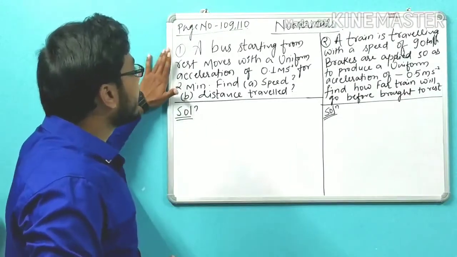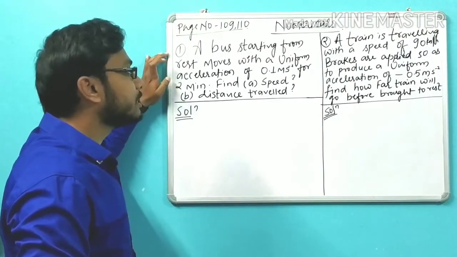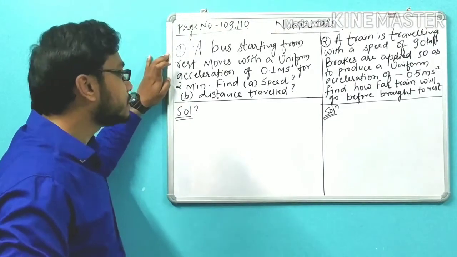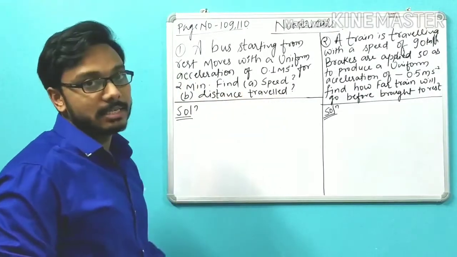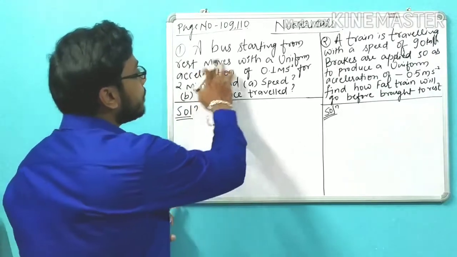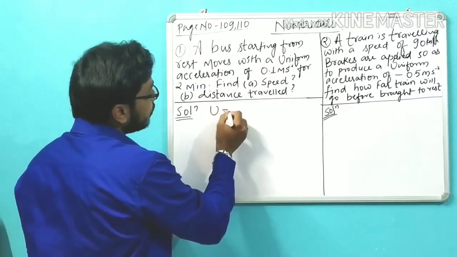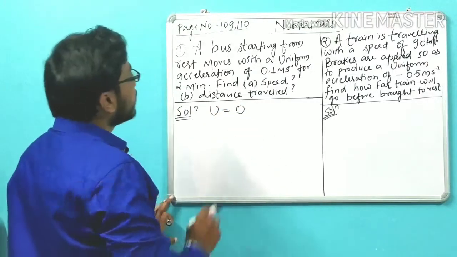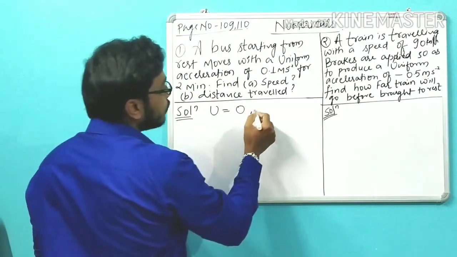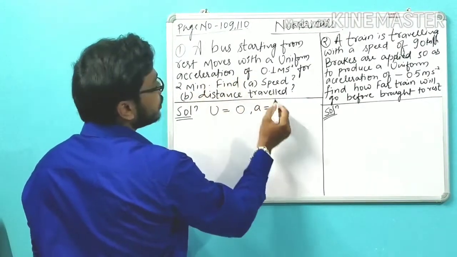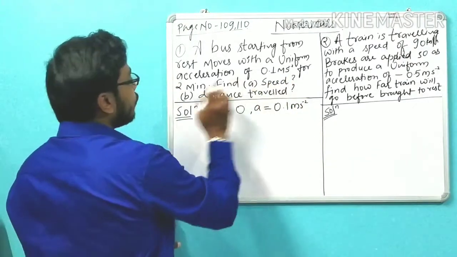The first question is that a bus starting from rest moves with a uniform acceleration of 0.1 meter per second squared for 2 minutes. Then we have to find the speed and distance traveled. So side by side we'll start writing. A bus starting from rest. Rest means the initial velocity is what? 0. Then it moves with a uniform acceleration. Acceleration is a. And what is the acceleration? 0.1 meter per second squared.